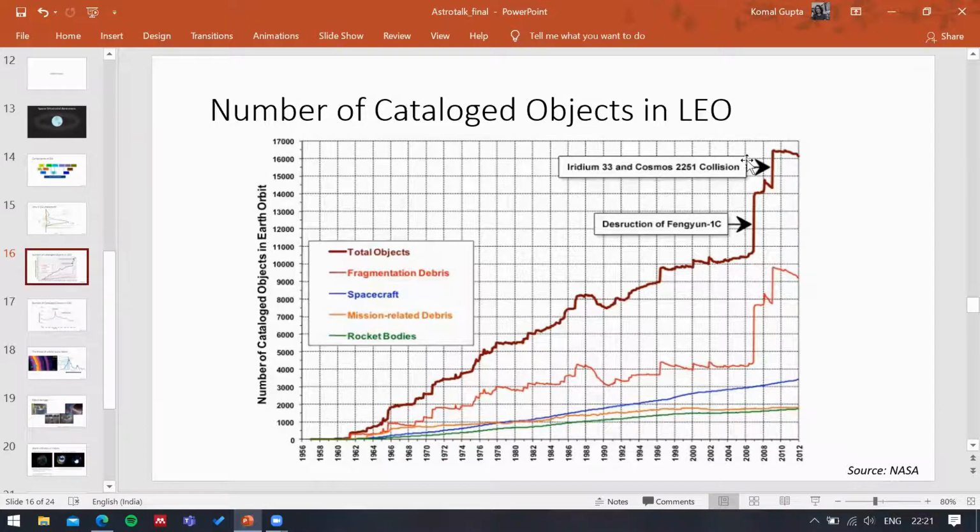Two of these events, such as the destruction of a Chinese satellite in an anti-satellite test, and the collision between Iridium and Cosmos satellites, have increased the number of debris by a huge amount. So these things only enforce the need for a good space surveillance system or a good SSA infrastructure that can do all the things that I mentioned above.